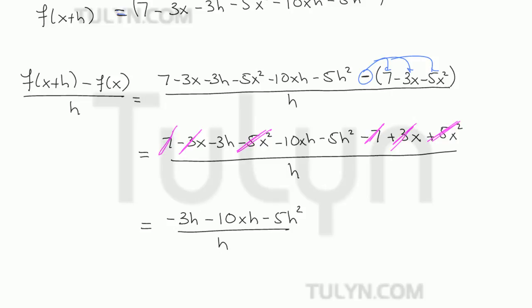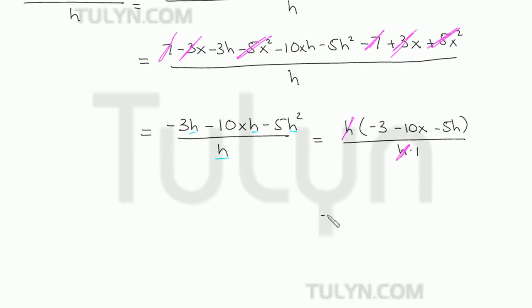And then finally, notice that there is an h in each of the terms in the numerator and the denominator. So we can factor an h out and cancel it. So in the numerator, if you factor an h out, what's left? Negative 3 minus 10x minus 5h all over h times 1. So then when you're canceling, you can take an h out of the numerator and the denominator, and finally what you're left with is negative 3 minus 10x minus 5h. And since there's nothing else we can do to simplify this, this is our final result.